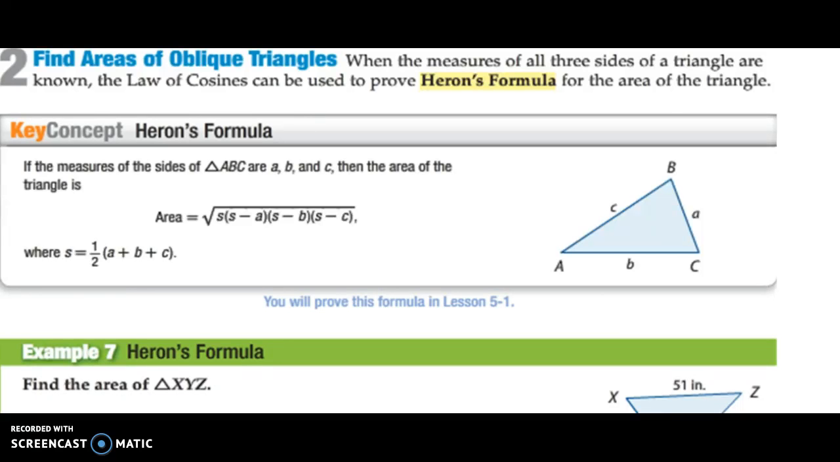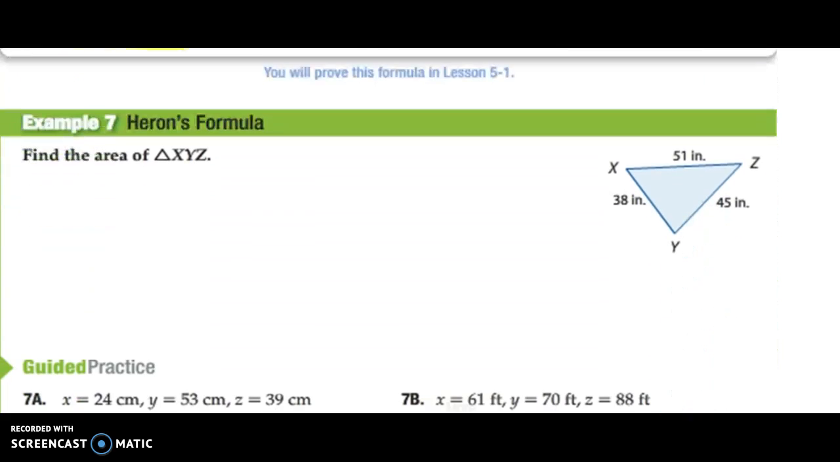Today we're going to continue talking about the law of cosines, and one of the things we can use is called Heron's formula. Heron's formula says this: the area of a triangle in which you know all three sides can be found by using this equation right here. Square root of s times s minus a times s minus b times s minus c, where s is this amount right here, 1/2 times a plus b plus c. So let's look at an example.